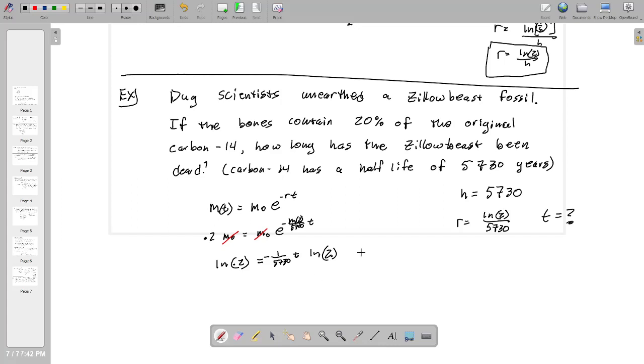So solving for t, we get t is equal to 5730 ln 0.2 divided by, I have a negative here, divided by ln of 2. And t is roughly 13,305 years. So this Zillobeast has been dead roughly 13,000 years.